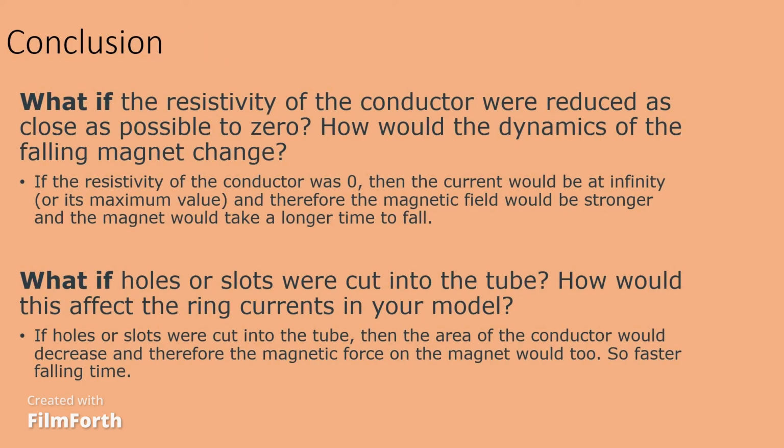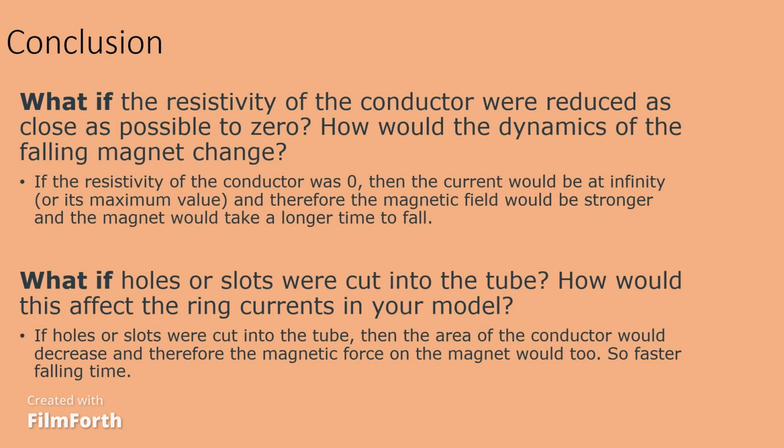Some conclusion questions to think about. What if the resistivity of the conductor was reduced to close to zero? How would the dynamics of the falling magnet change? Well, if there's no resistance, then the current is going to be at its maximum, theoretically infinity, but obviously it'll just be at its maximum value, and therefore the magnetic field would be very strong, and the magnet would take a longer time to fall.